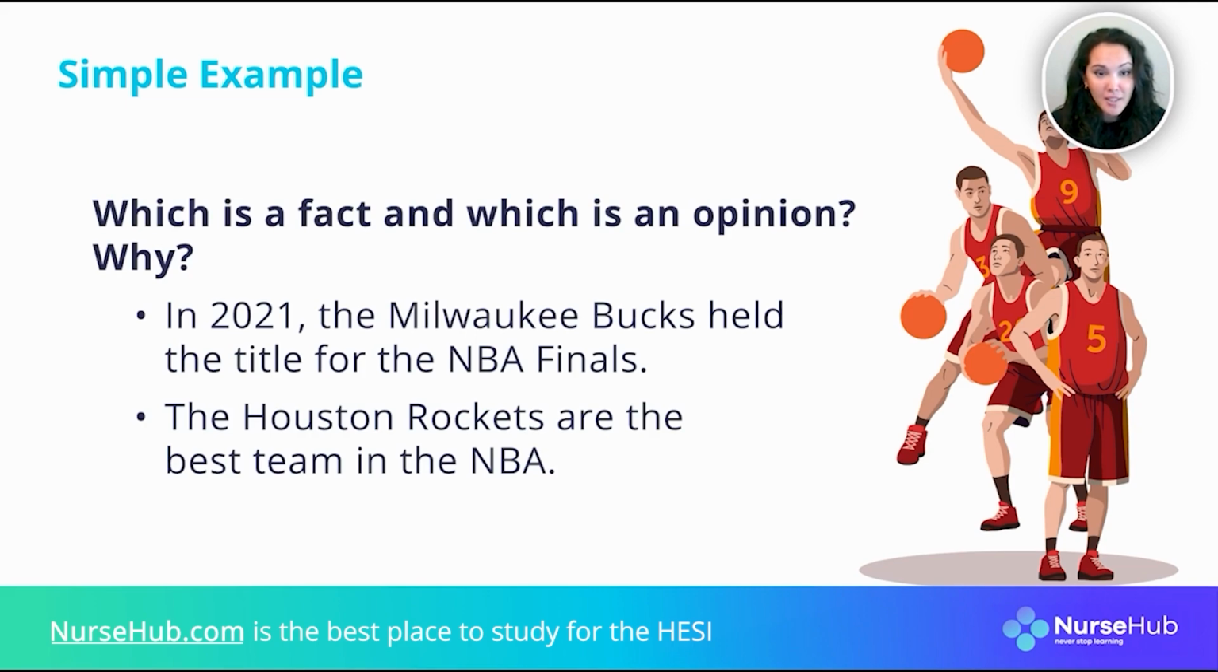Here, this first statement is a fact. You can literally look this information up and prove it to be true. There's a date associated here. You can look up who won the title for the NBA Finals in 2021. So the word best in the second statement signifies an opinion, because not everyone thinks that the Houston Rockets are the best team in the NBA. It's a personal viewpoint. That word best signifies an opinion.